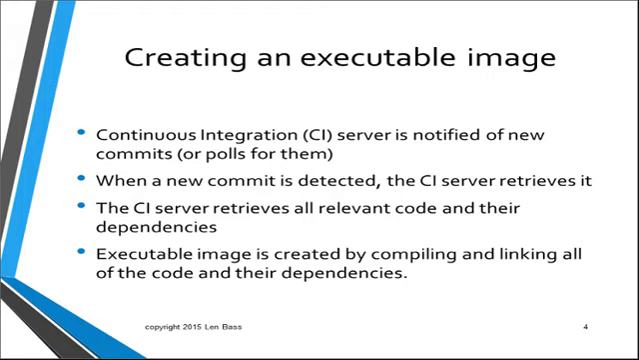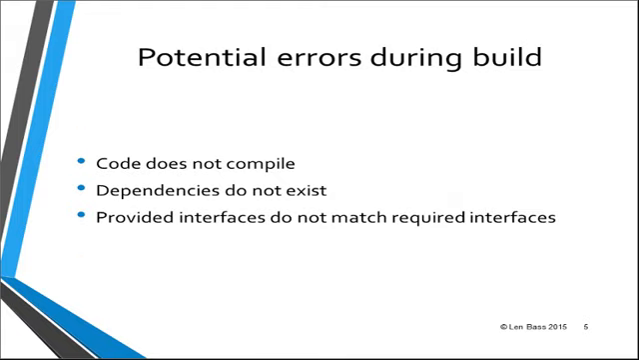The continuous integration server is notified of new commits, or it pulls for them. When a new commit is detected, the server retrieves the new code and all the relevant code and their dependencies, and then it compiles and links all these pieces and puts them together. Potential errors during the build process: some code may not compile, dependencies do not exist or can't be found, provided interfaces do not match the required interfaces. These are things that can happen prior to a successful build.